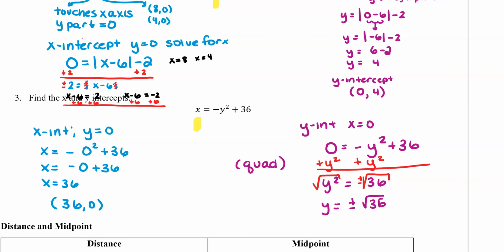But I could do the square root of 36, that's 6. So y equals plus or minus 6. So that means the y-intercepts are 6 and negative 6. So the location (0, 6) is a y-intercept, and the location (0, negative 6) is a y-intercept.